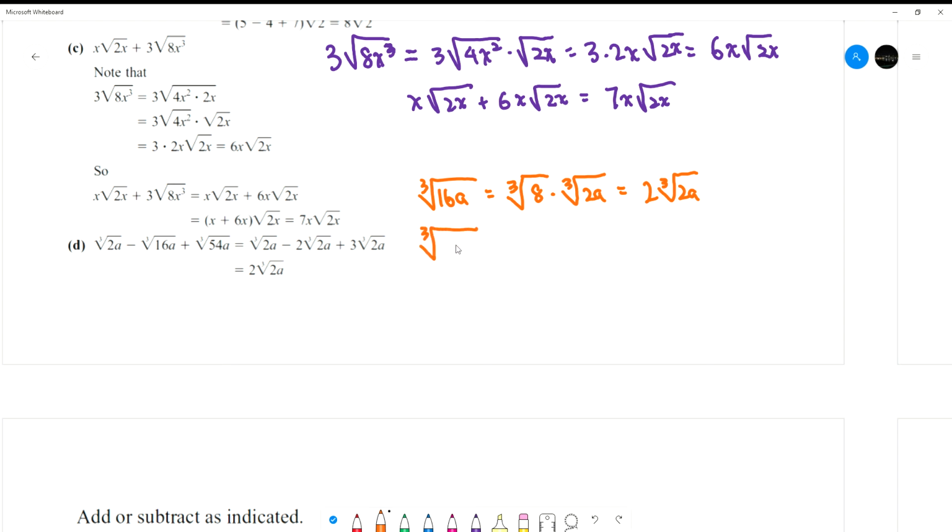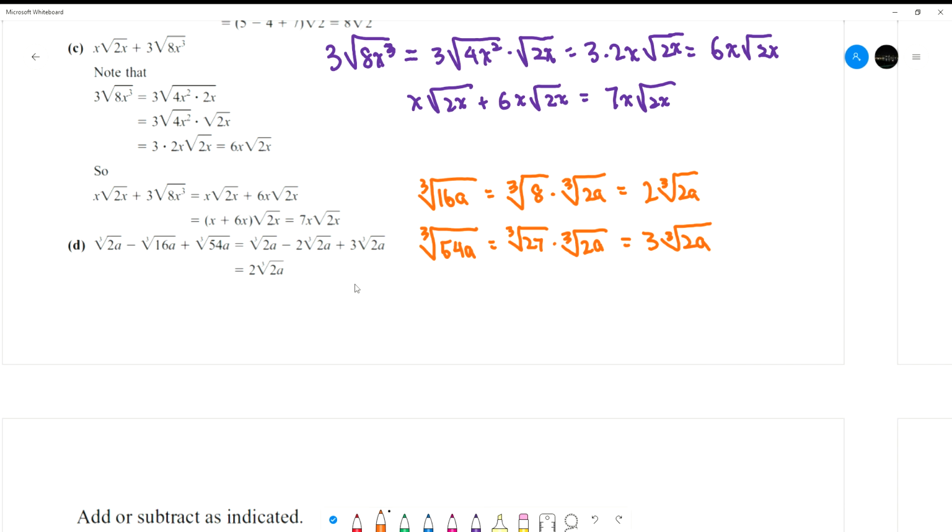And then the next one is cubed root of 54a. And I noticed that there's a 27 in there. Cubed root of 27 times cubed root of 2a, right? 27 times 2 is 54, and that's my 3 right here. This is equal to 3 cubed root of 2a.